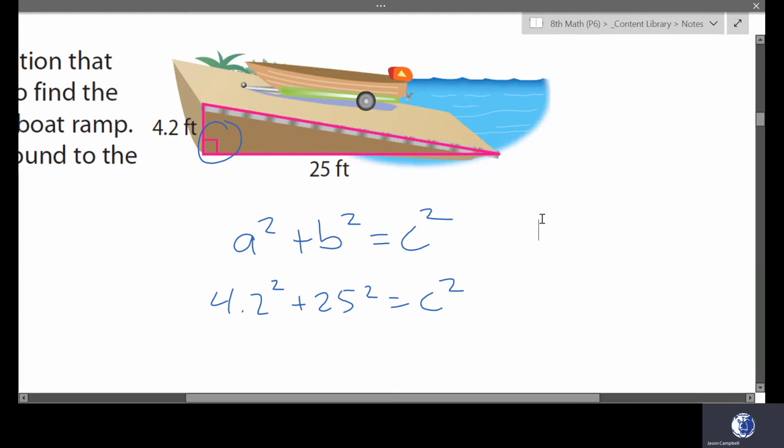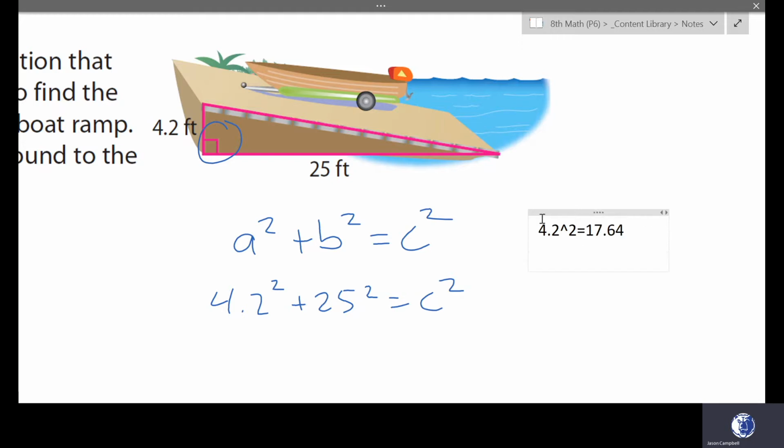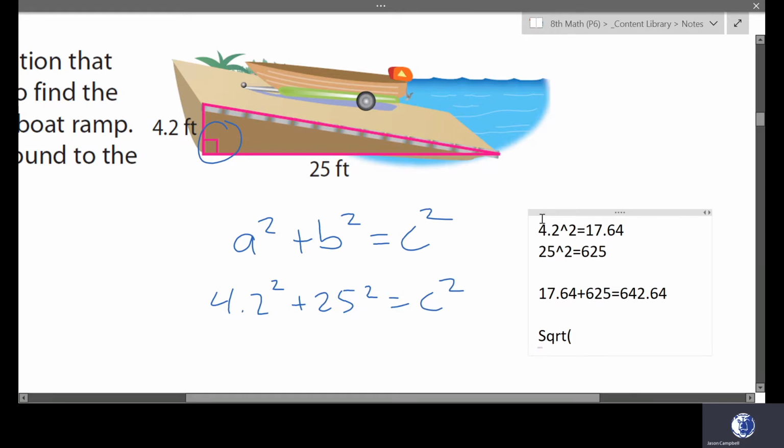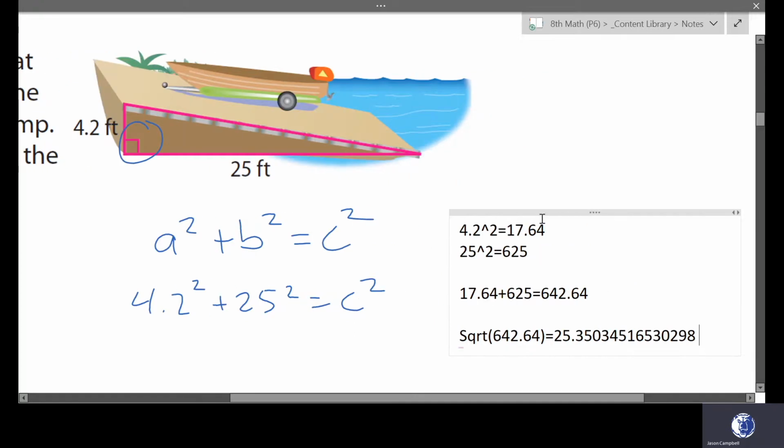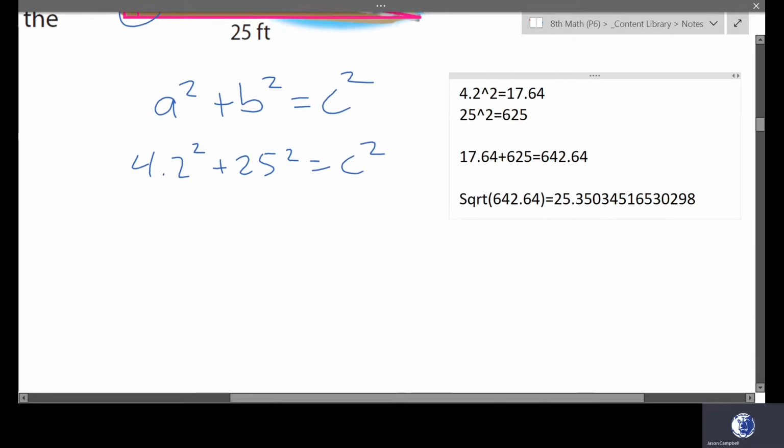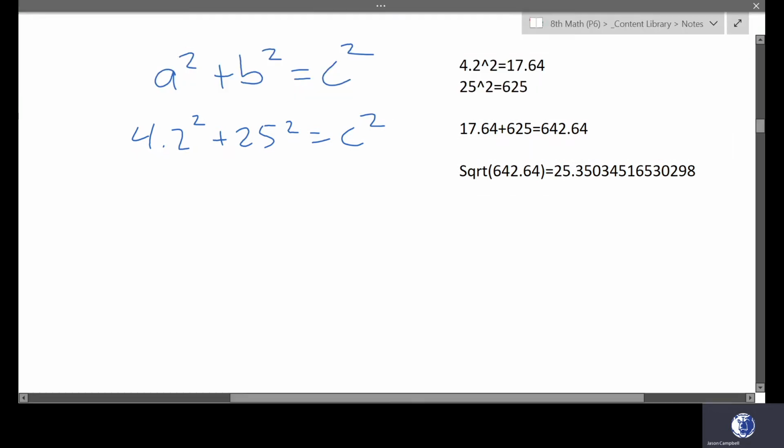And I'm not sure what these numbers are, so let's do them in our calculator or our type tool. 4.2 to the power of 2 is 17.64, and 25 to the power of 2 is 625. If I add those numbers together, 17.64 and 625, I get 642.64, and then the square root of 642.64 is 25.4. Okay, so let's plug all these values back into our equation.